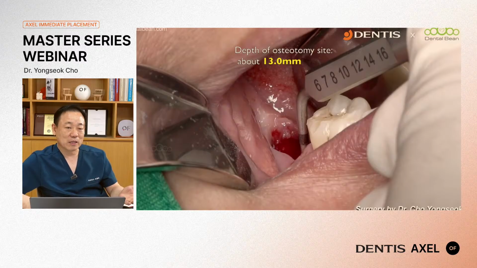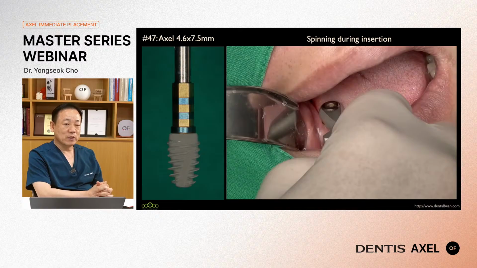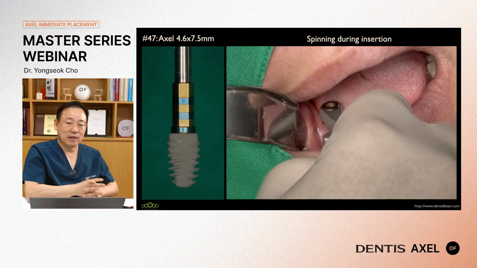Then, how long an implant can you place? Let's think about the available height. It is 8 millimeter. Okay, 13 minus 5 is 8 millimeter. So, in such a situation, I selected a 7.5 millimeter XL implant.